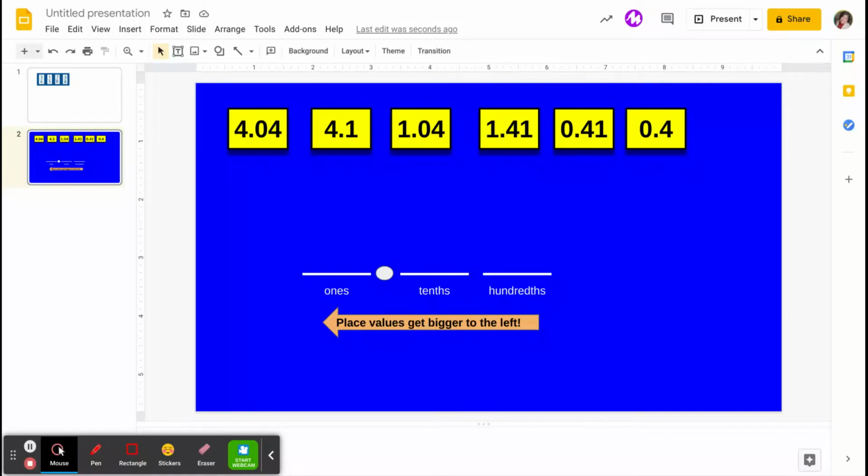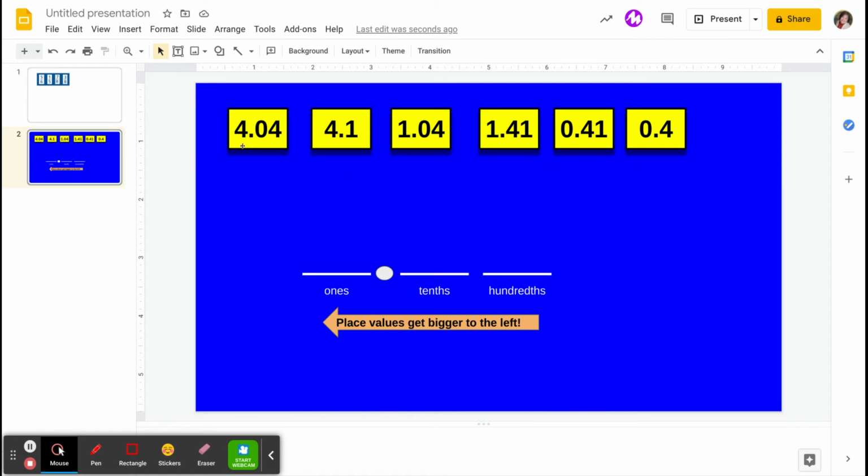All right, mathematicians, let's think about this list of 6 decimals and how we would put them in order. So remember, when we compare numbers, we always start by looking at the biggest place value. The same rules apply when we're doing decimal numbers. So when we think about how place values work, place values get bigger as you move to the left. So our biggest place value in each of these numbers that you had to compare is the ones place. So let's start by looking at the ones place, and we can start to sort our numbers.